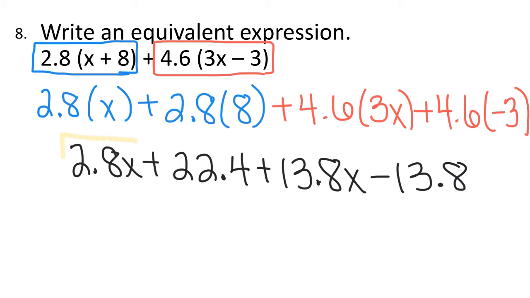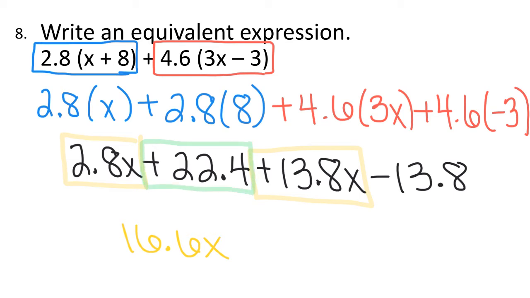Combining like terms means finding the terms with the same variable, like 2.8x and positive 13.8x. This is going to give us a sum of 16.6x. Next, we want to do our constants, which are the numbers without variables, and that would be a positive 22.4 and a negative 13.8. In combining these, we end up with 8.6. So our final expression is 16.6x plus 8.6.